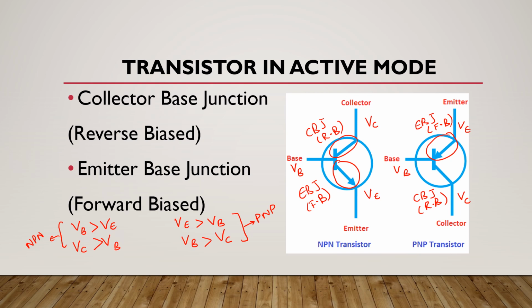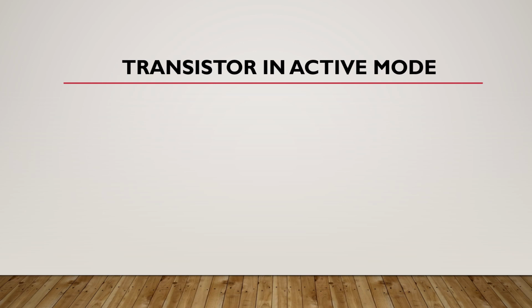It means this is representing the forward biased condition, and this is representing the reverse biased condition. Okay. Now we will understand the working of a transistor in active mode.